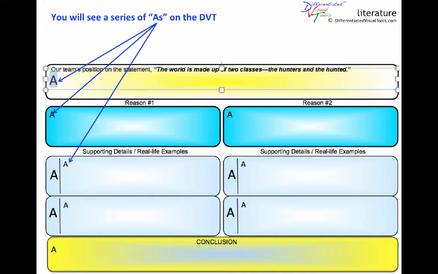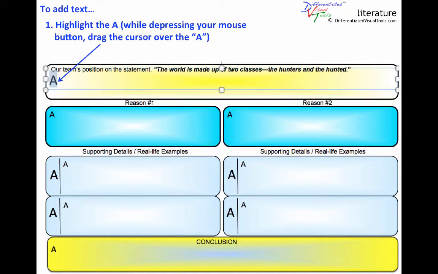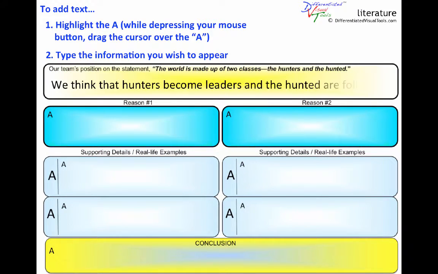And in order to input text onto these text boxes, what you'll do is highlight the A, and basically you drag your mouse over the A while holding down your button in order to highlight it, and then you simply type the information. And so it might look something like this.